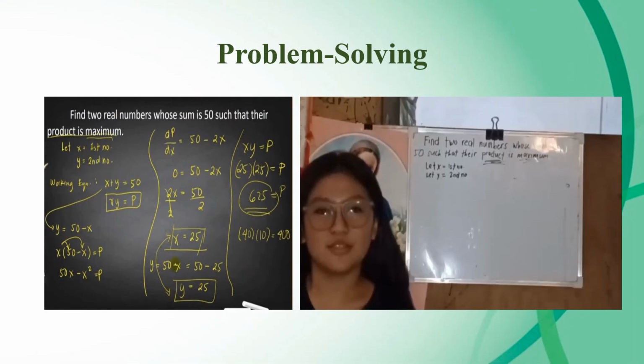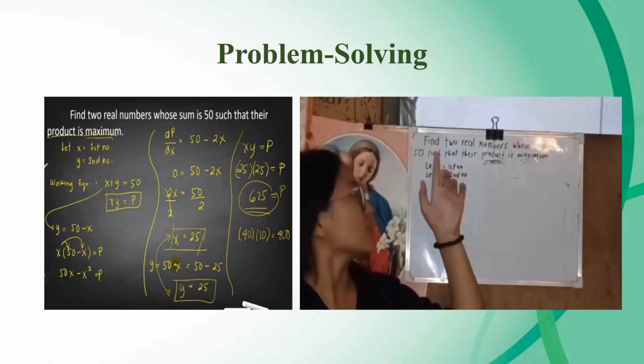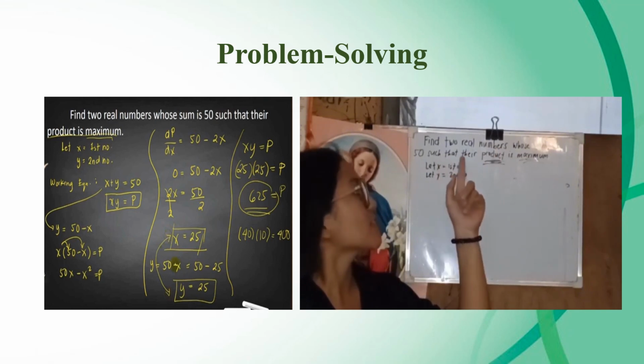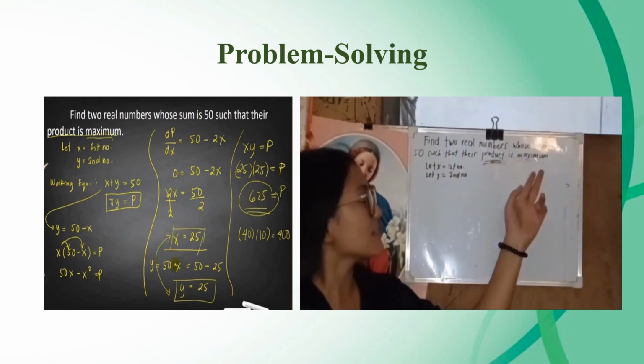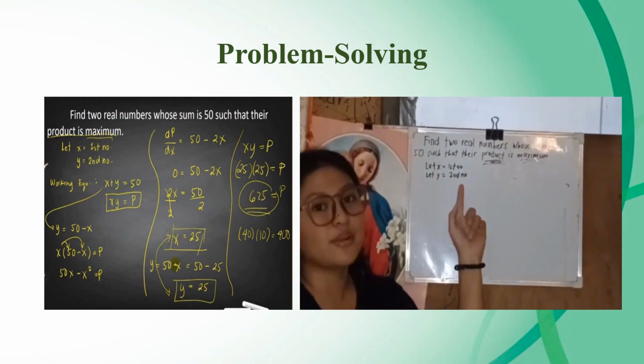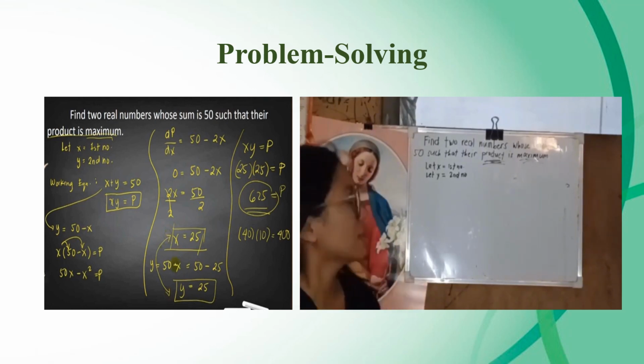So good day, Miss. Today I'm going to provide the examples for the optimization problems. So this is our first example. Find two real numbers whose sum is 50 such that their product is maximum. Then let x be the first number and let y be the second number. So first let us identify our working equations.